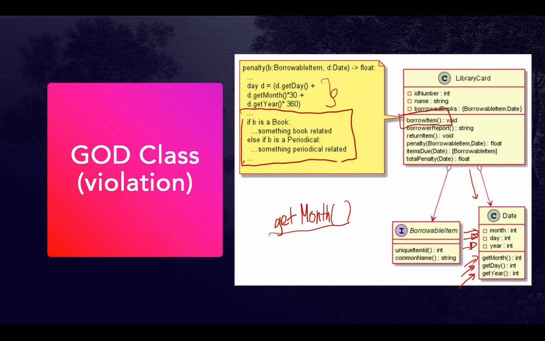So what it does is it has this if else check right here. If B is an instance of a book, then it borrows it in the same way a book is borrowed, something book related. Else, if B is an instance of a periodical, then it does something periodical related, borrows it in the same way a periodical is borrowed. So this instance check right here, this exists in a lot of object-oriented programming. In Python, you use this function instance, for example. Oops, that's not the right spelling.